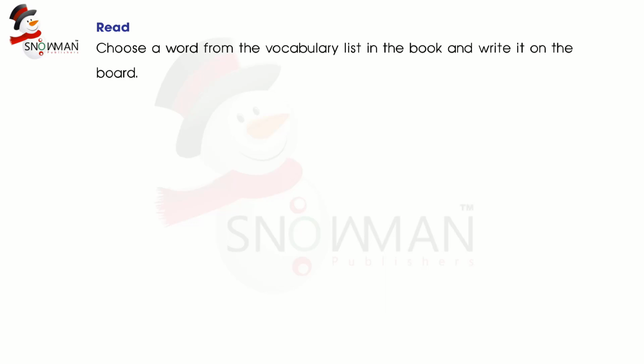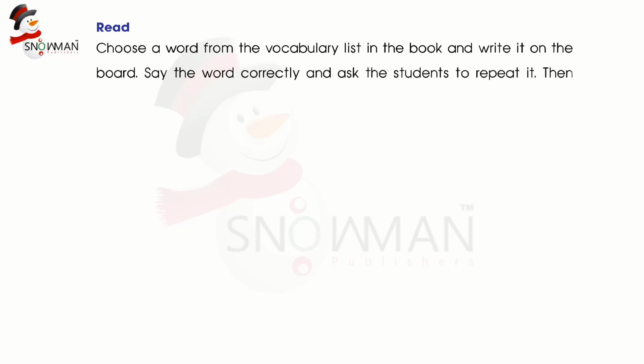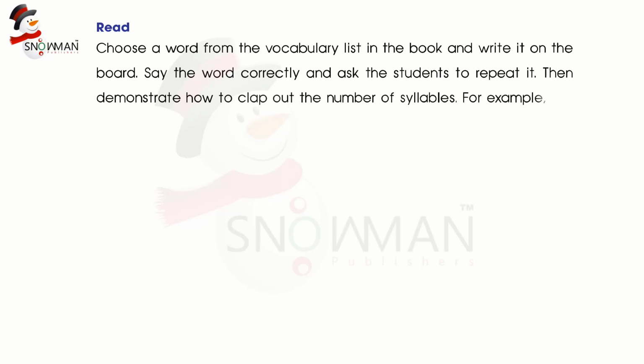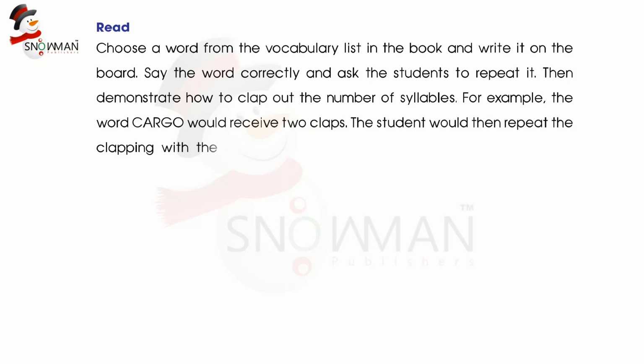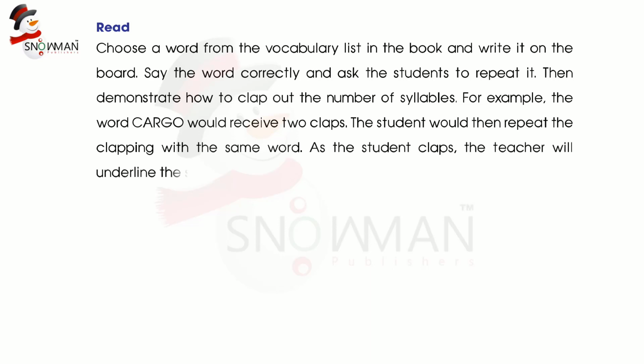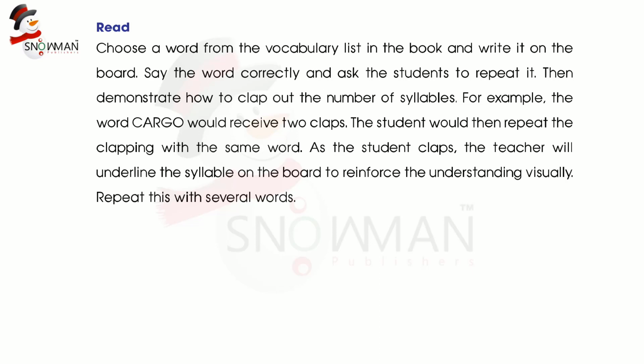Read. Choose a word from the vocabulary list in the book and write it on the board. Say the word correctly and ask the students to repeat it. Then demonstrate how to clap out the number of syllables. For example, the word cargo would receive 2 claps. The student would then repeat the clapping with the same word. As the student claps, the teacher will underline the syllable on the board to reinforce the understanding visually. Repeat this with several words.